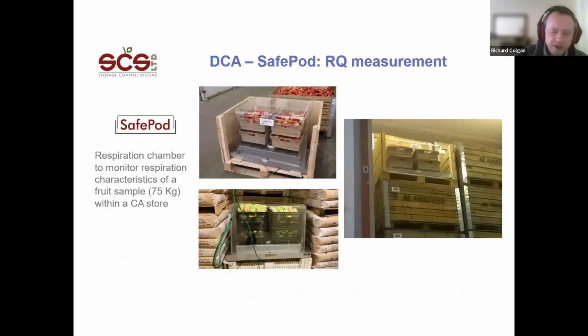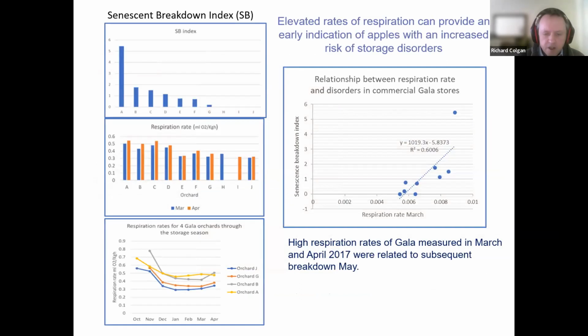This is some work we did on a SafePod project, looking at dynamic controlled storage. And many of you have had talks on SafePod before. This is a unit that fits into a commercial store. It can measure respiration rates of the fruit during storage, and we can use that for low oxygen storage, DCA storage. So this is the work that my colleague Debbie Rees was looking at, some commercial outturn work of orchards.